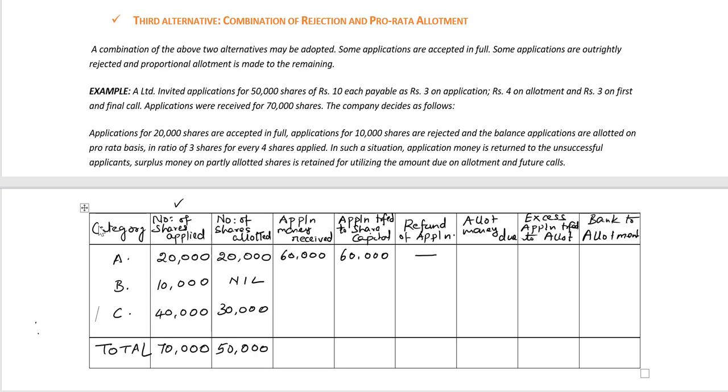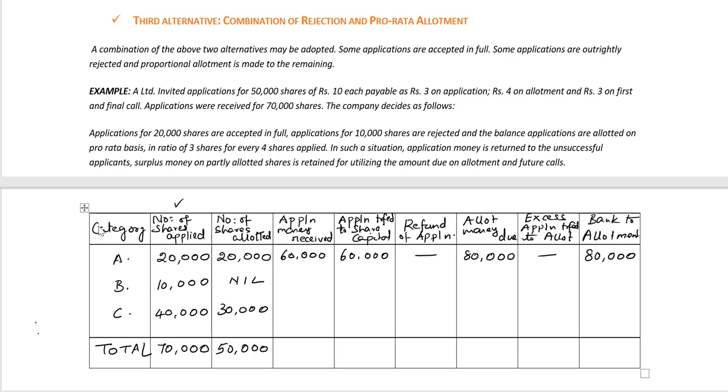In category A, allotment money due is number of shares allotted, 20,000, multiplied by 4 rupees, 80,000 rupees. There is no excess application which can be transferred to allotment because the entire application money received of 60,000 has been taken towards share capital. So this would be nil, and therefore the amount for bank to allotment will be 80,000 minus 0, which is 80,000 rupees.